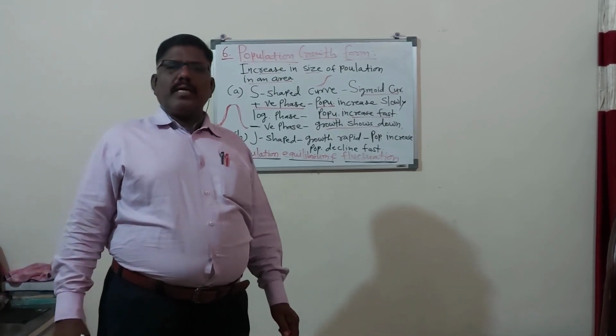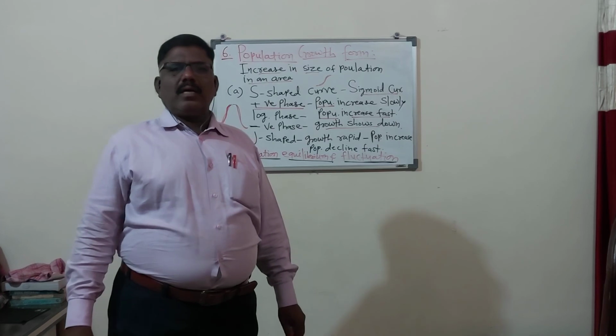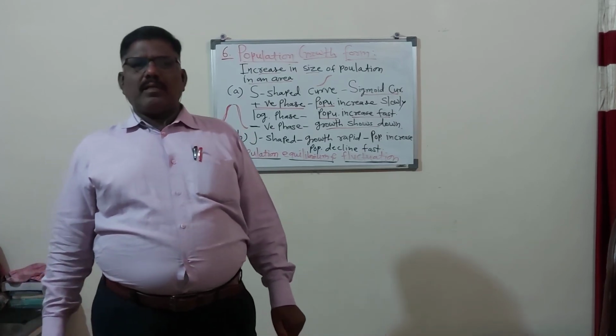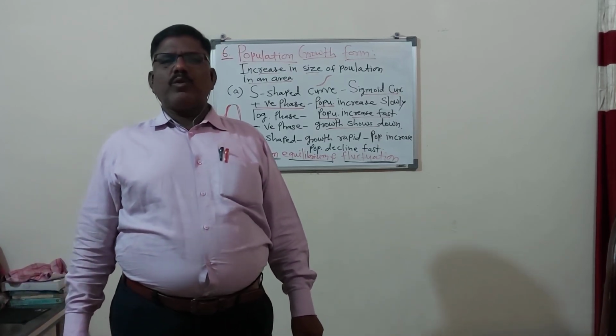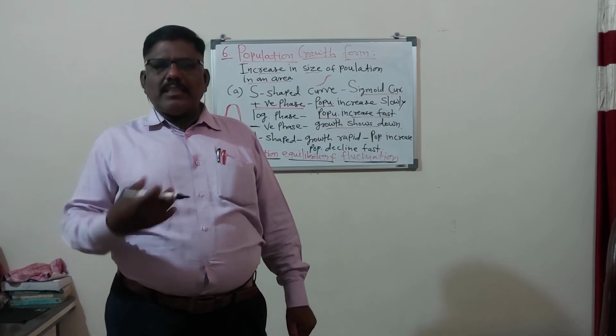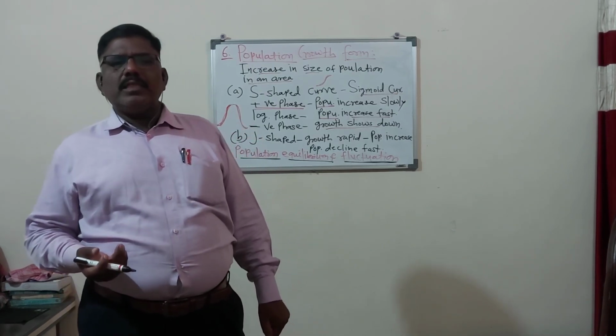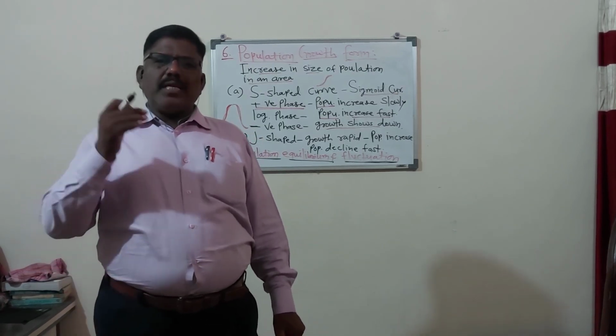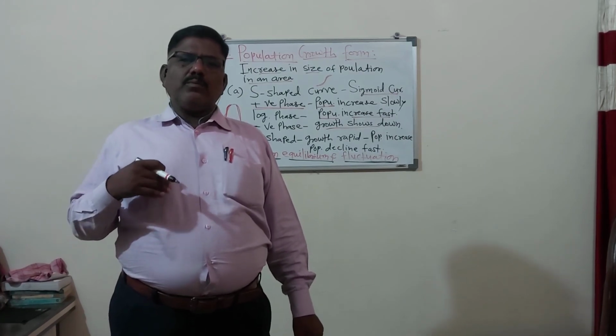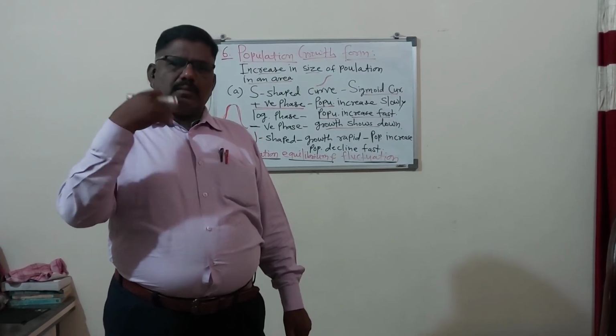Today we have completed one chapter from unit 2, that is population ecology. Now the next chapter from this unit is biotic interaction, which is a very, very important chapter that will start in the next period.